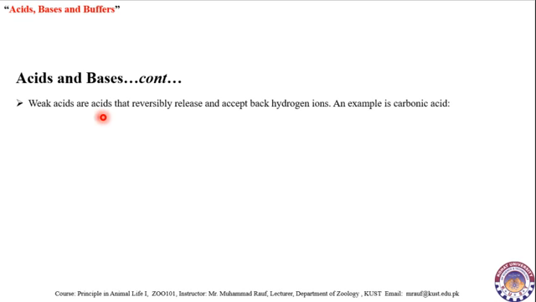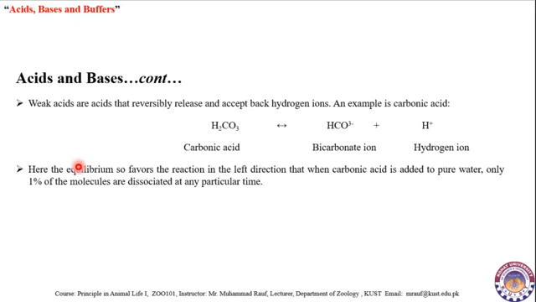Weak acids are acids that reversibly release and accept back hydrogen ions. An example is carbonic acid. Carbonic acid is dissociated into bicarbonate ion and hydrogen. So this reaction can also move in the backward direction and reform carbonic acid. So this double arrow once again means that it is a weak acid and the reaction can move in either direction.